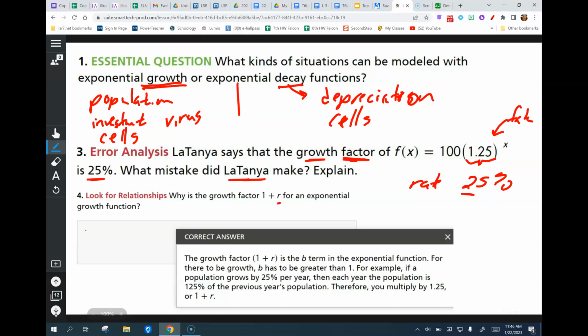Why is this the growth factor? Because it's going up. And the correct answer that the book gave was such a good one, I just wanted to show it to you. The growth factor is the b term in the exponential function. We already talked about that, where it's a growth, and b has to be greater than 1. So it talks about 25%, therefore you multiply by 1, but it has to be 1 plus the rate because it's a growth. It's going to happen, plus it's going to grow. So this is it happens, and this is how it grows. The r is where it grows.